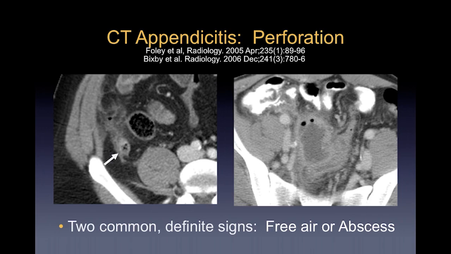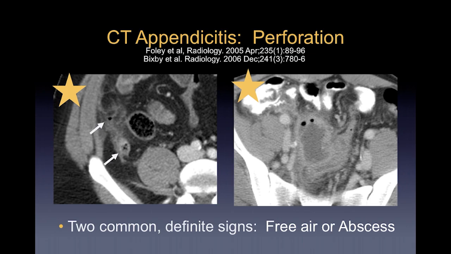Now, signs of perforation, because this is the second question that we're trying to answer, not just does the patient have appendicitis, but is it complicated? So these are the two common definite signs of perforation that we look for on scans. In the first image, we see the appendix marked by the arrow and then a little dot of free air. So this patient has perforated. We, of course, also see fat stranding around the appendix. In the second image, we see an abscess. These are our two gold star signs.